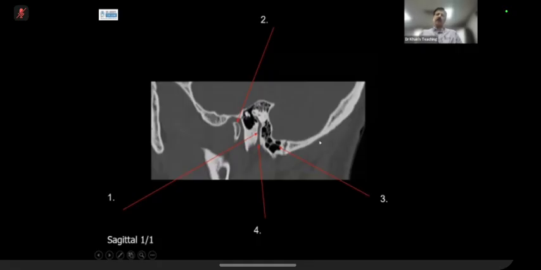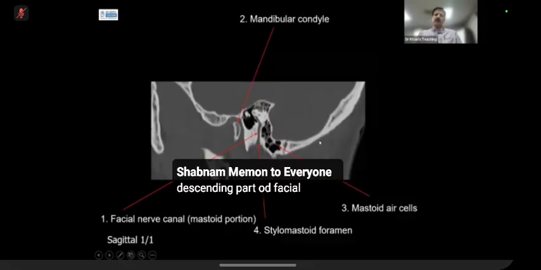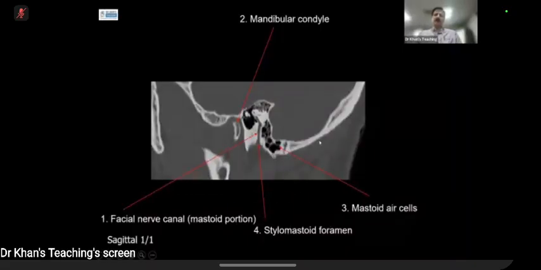Good. And what is number 4? Number 4, please. Excellent. So that is the stylomastoid foramen and facial nerve.